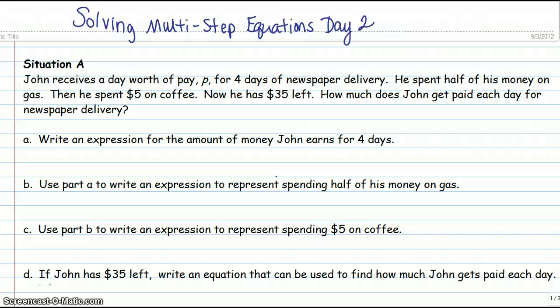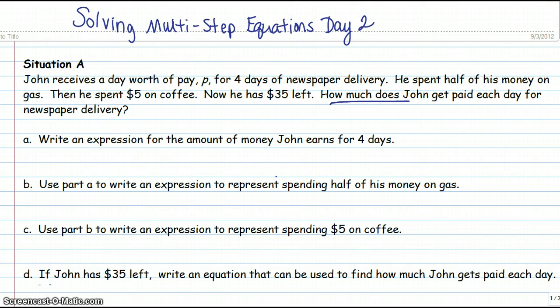Alright, we're going to continue solving multi-step equations, and we're going to use some real-world situations and write equations to solve. So John receives a day's worth of pay P for 4 days of newspaper delivery. And then he spends half of his money on gas. Then he spent $5 on coffee. Now he has $35 left. How much does John get paid each day for newspaper delivery?